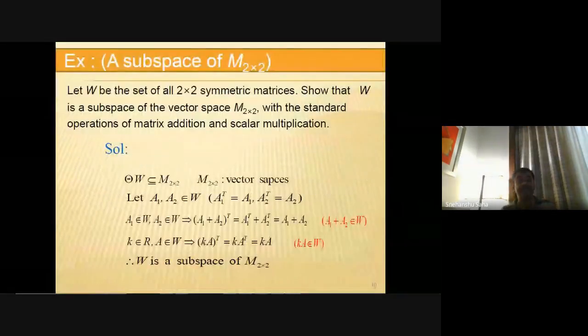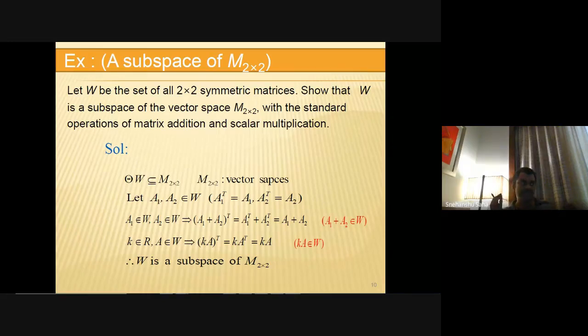Now, this is something that you probably are not familiar with. Let me take an example: let W be the set of all 2x2 symmetric matrices. You know what a symmetric matrix is, or the corresponding linear transformation, correct? So this W should be a subspace of the vector space of all 2x2 matrices, where you have defined standard addition and scalar multiplication. Simple enough, right? So you take any two such matrices from that space W, and those will be 2x2 matrices, right?